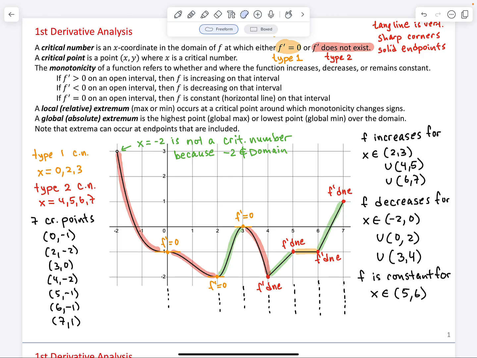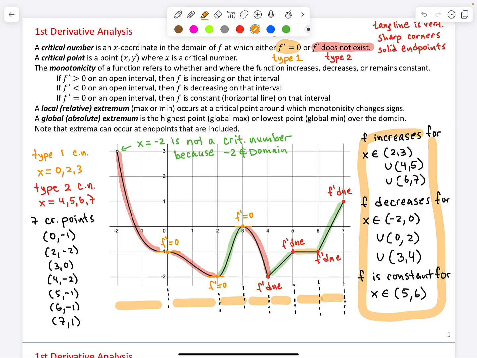So I'm going to extend all the critical numbers down with these dotted lines, effectively breaking up our x-axis into 1, 2, 3, 4, 5, 6, 7 subintervals, namely these subintervals over here.